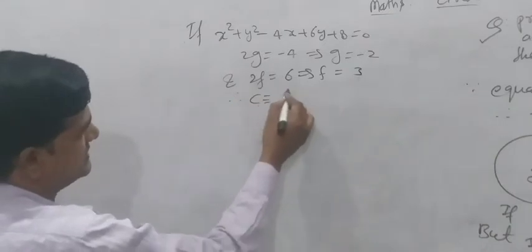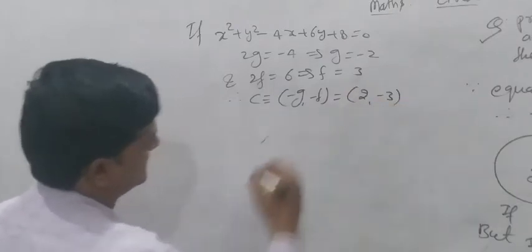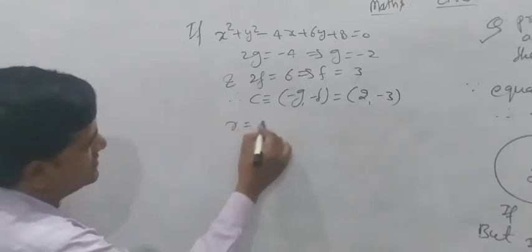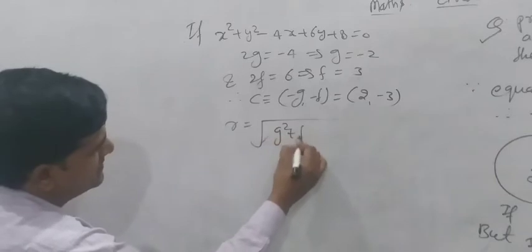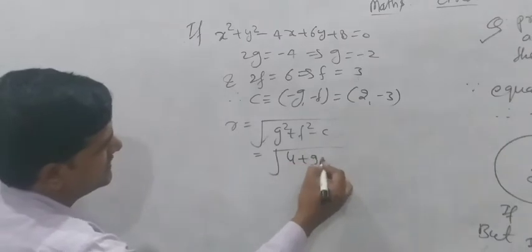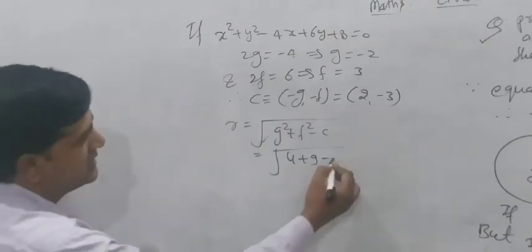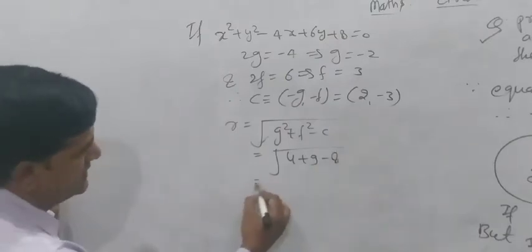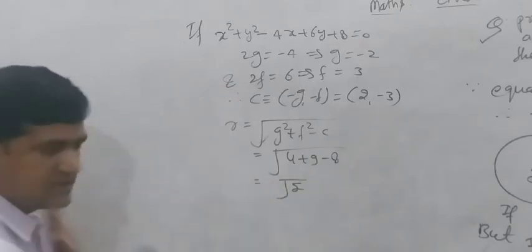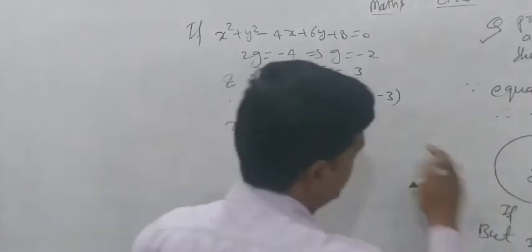Therefore, the center of this circle is minus g, minus f, that is 2 comma minus 3. Is it clear? Very good. And radius is equal to under root g square plus f square minus c. It means g is minus 2, 2 square is 4, 3 square is 9, minus c. What is the value of c? You can see here c is equal to 8. Understood? Now 9 plus 4 minus 8 is 5, under root 5. This is the radius. Understood?